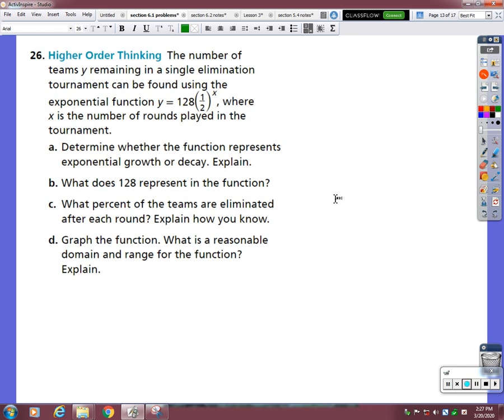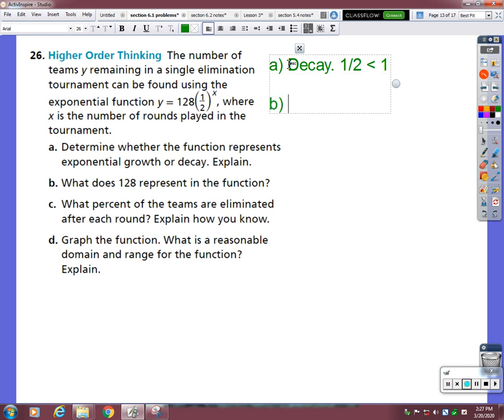All right, the number of teams, y remaining. Okay, yeah, this is sad because we're supposed to be watching a single elimination basketball tournament right now, but whatevs. Determine whether the function represents exponential growth or decay. That would be decay. And the reason for that is that 1 half is less than 1.